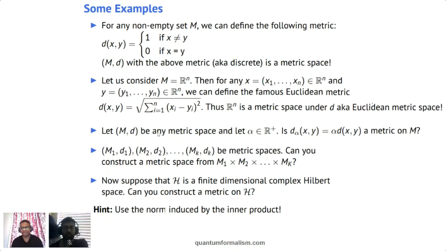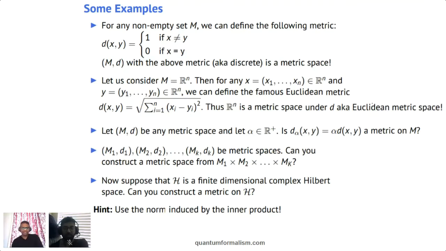If you have a metric, you can construct other metrics out of the existing metric. So the claim is here. Actually, I've already spoiled it because this is true. I guess it's just for you to verify that if you have a metric space with a metric D and you have a positive real number alpha, then this is also a metric on M.